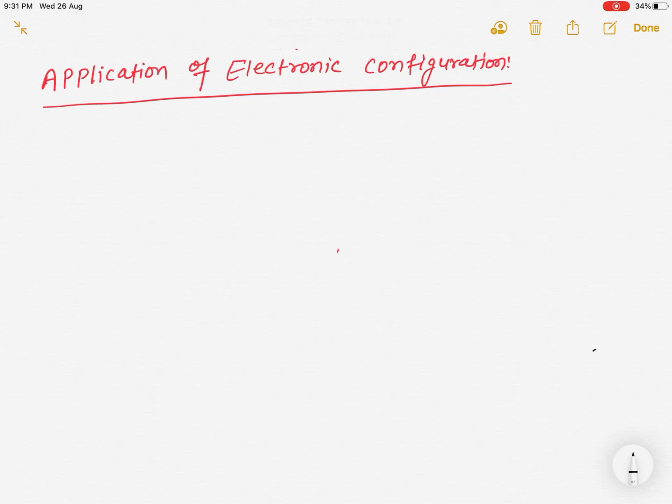Hello students, this lecture is about application of writing electronic configuration. So what is the prerequisite for this chapter? You must be aware of how we write the electronic configuration using the SPDF method. Now in this lecture we will see the application of electronic configuration.